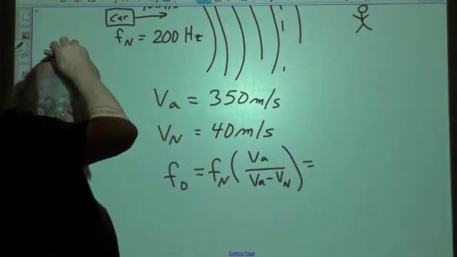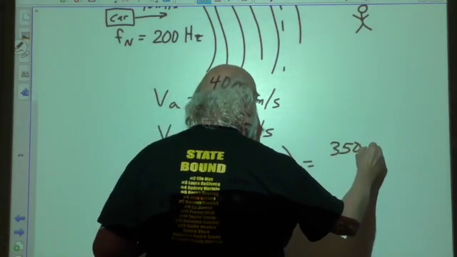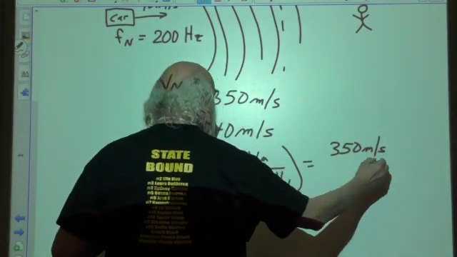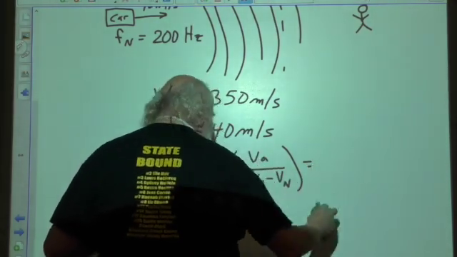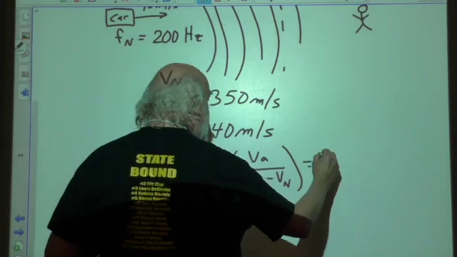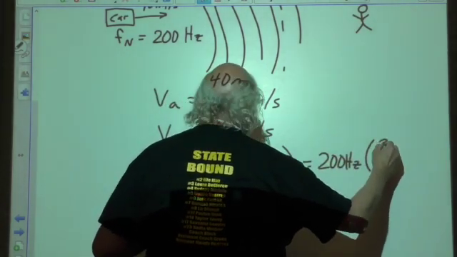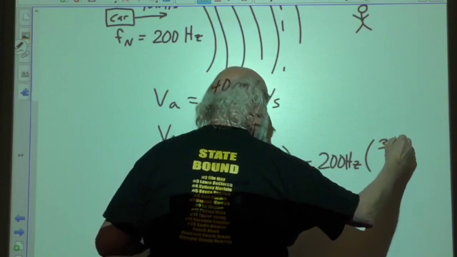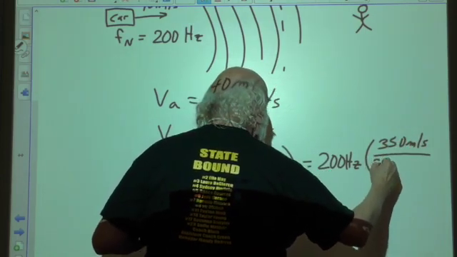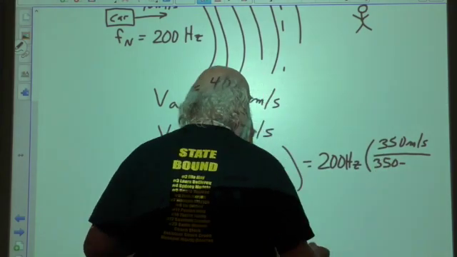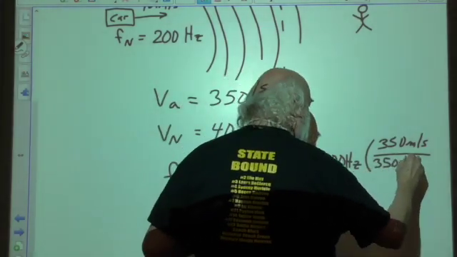Okay? So in this case, it's going to be 350 meters per second divided by, oops, forgot the frequency. The initial frequency of the noise is 200 hertz. Gotta put that in. And then we'll put a 350 meters per second over the difference, 350 minus, and we said the car is going 40 meters per second.